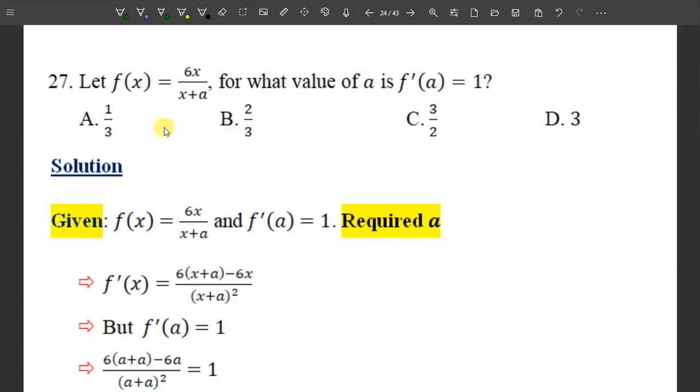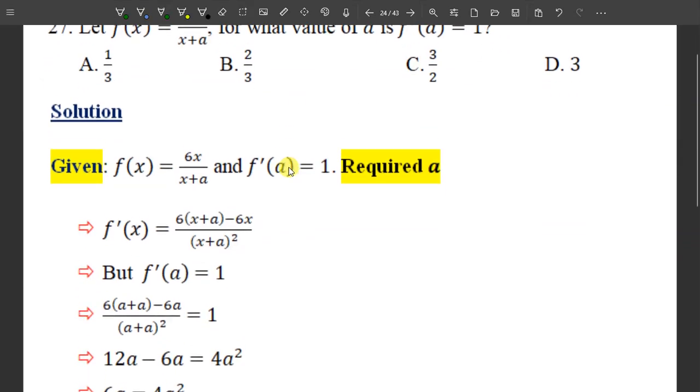Question number 27. It says, let f of x is equal to 6x over x plus a. For what value of a is f prime of a equal to 1? That is what the question says. Now here, what is given? f of x is given as such, and what is required? a is required, given that f prime of a is equal to 1. And therefore, now let us begin.